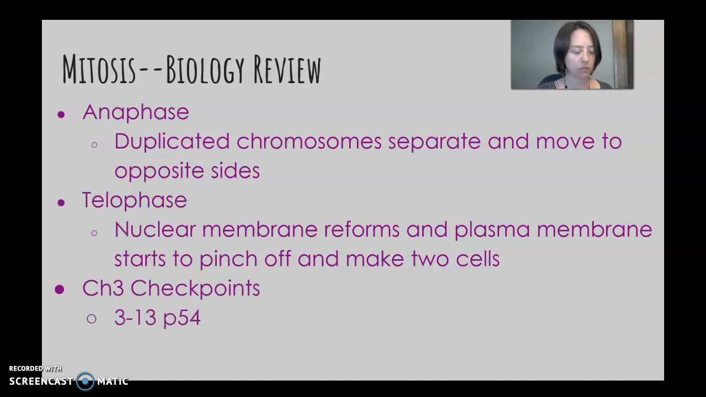Okay, so mitosis checkpoints. 313, what must happen to the DNA in a cell before mitosis can occur, and during what stage in the cell's life cycle does this occur? And 314, what are the 4 stages of mitosis?